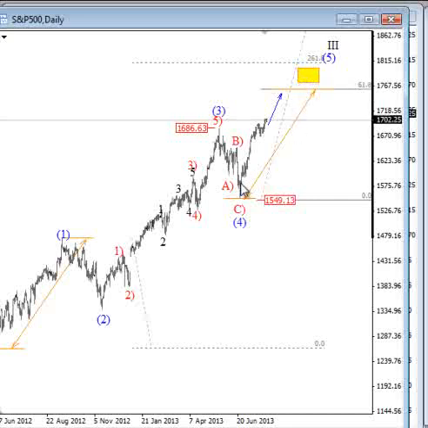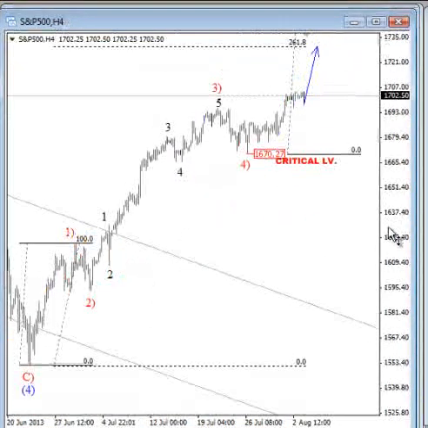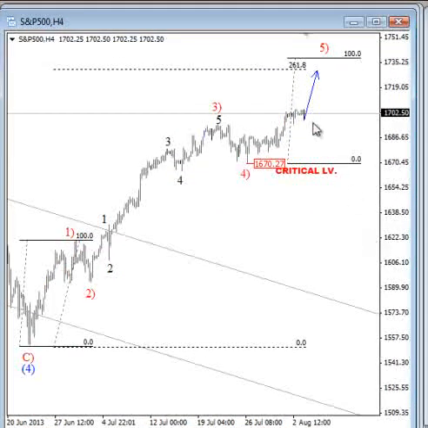Also on the intraday charts, I cannot count a completed 5 wave rally, so I will be looking higher on the S&P 500. Here we have this 4-hour chart. I'm looking higher within this wave 5 here.